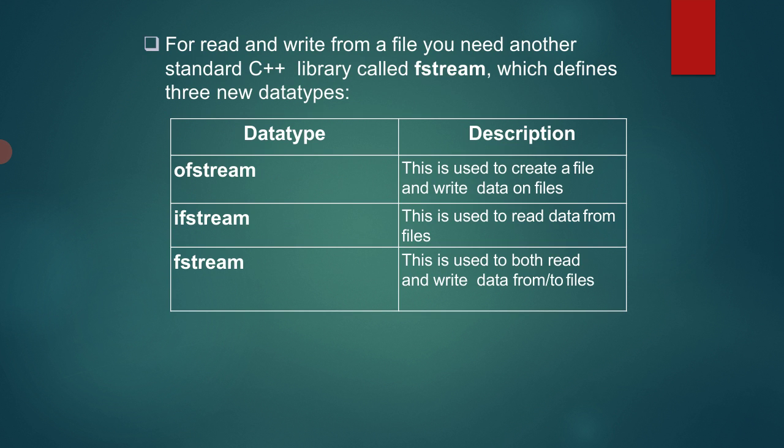Next, for reading and writing from a file you need another standard C++ library. Whenever you have to perform read and write operations, you have these classes: ofstream, ifstream, fstream. ofstream is used to create a file and write data on files. ifstream is used to read data from files, so it is for read only purpose. fstream is used to both read and write data from and to files, whereas ofstream is used to create a file and write data on files. So these all are the operations of files.